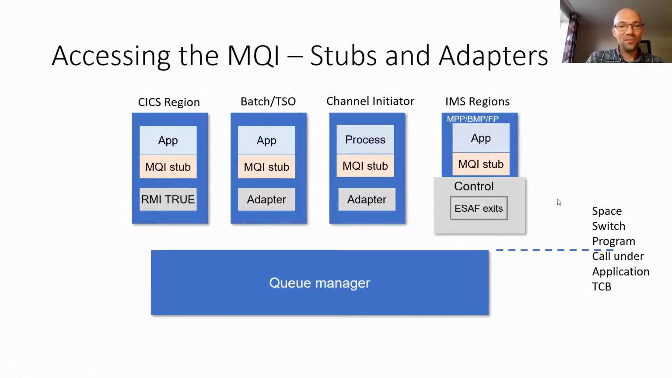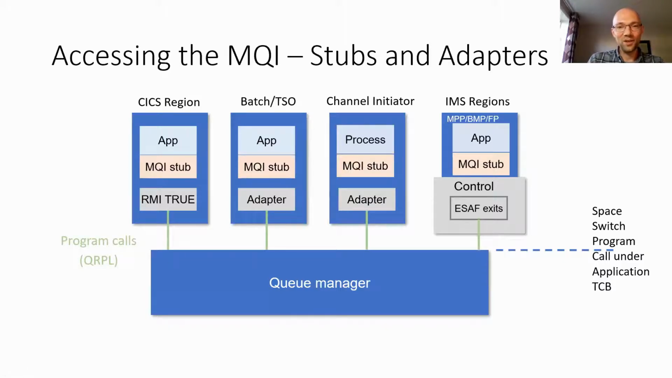So the stub then calls into what's known as an adapter. And the job of the adapter is to change that request into a standard form. So regardless of where or what environment the application is running in, the adapter will change the request into a format known as the QRPL. That's the name of the control blocks that store the data.